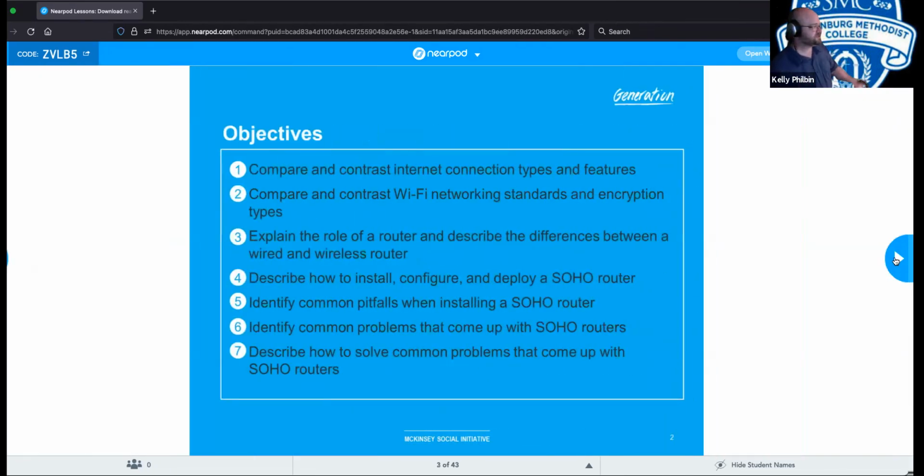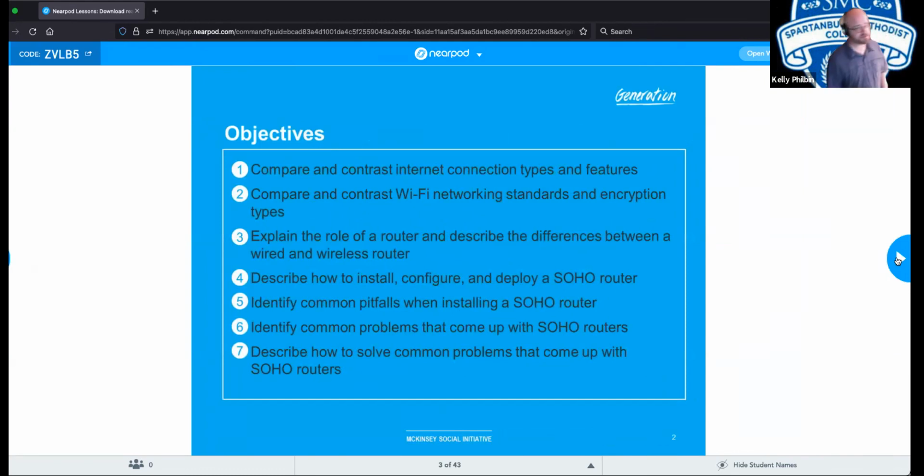Our objectives for this particular technical session, got a nice laundry list of them for us, is to compare and contrast internet connection types and features, compare and contrast Wi-Fi networking standards and encryption types. We will need to know all that. Explain the role of a router and describe the difference between a wired and wireless router.